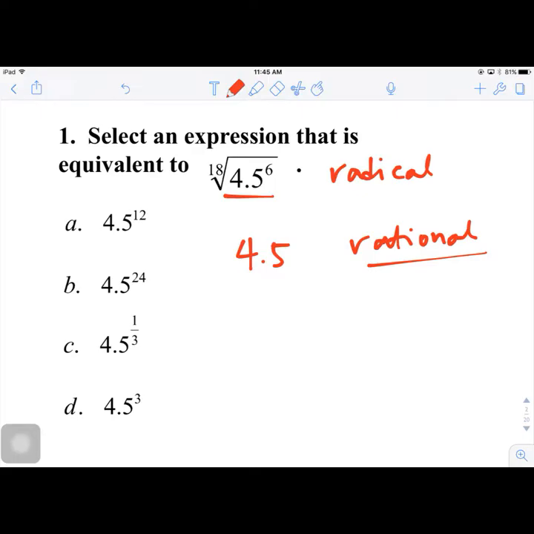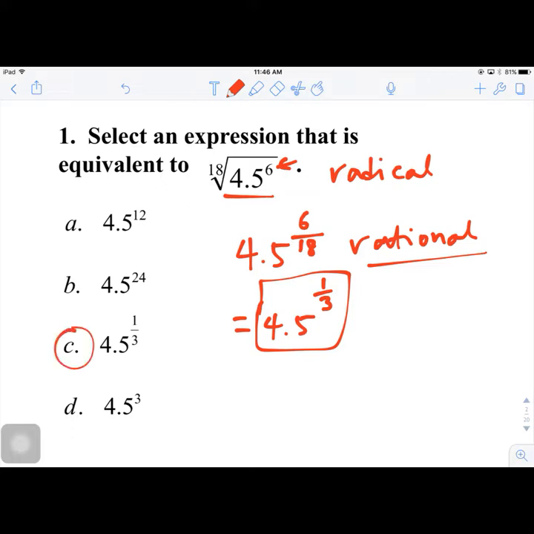So I tell my students what's on top stays on top. So the 6 is on top right here. It's going to stay on top, and it's going to be over the 18 root. And reducing the fraction 6 over 18, we will have 1/3. So the answer is most close to answer choice C. So that is the rational way of expressing the original radical form.